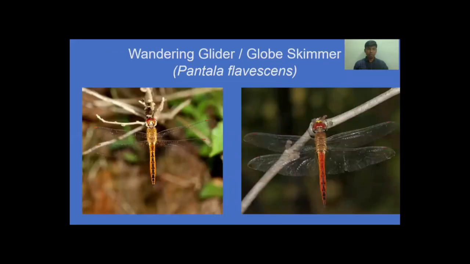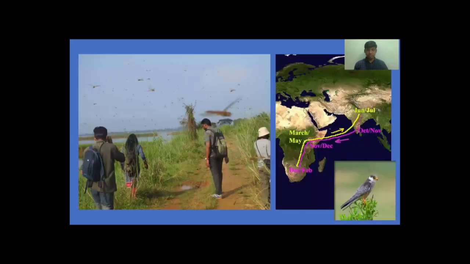Then comes probably the most fascinating dragonfly in our country. It's called the wandering glider, or the globe skimmer. The name itself suggests it's a wandering or migrating species. And look at this picture here. This is a picture my friend took from the wetlands in Kerala. They saw thousands of dragonflies flying over the wetlands. I saw the same when I was working in Kanha Tiger Reserve; the entire sky was full of dragonflies.